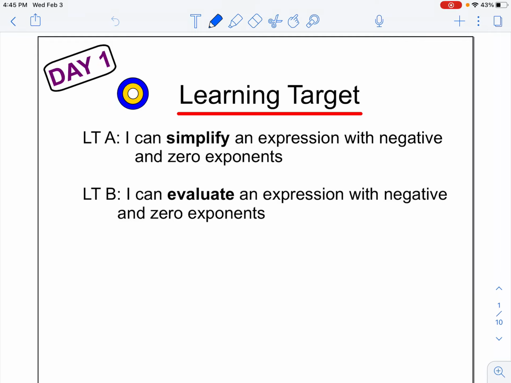Chapter 7, Day 1, Learning Targets A and B. We're going to simplify expressions with negative and zero exponents. So this might be new for you. And evaluate the same type of expressions.